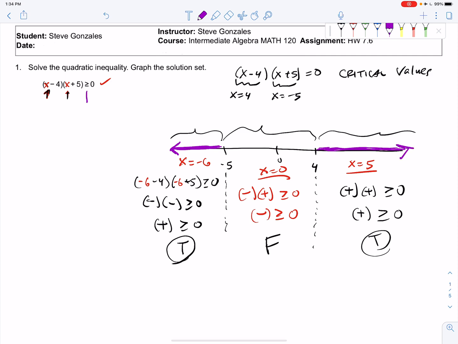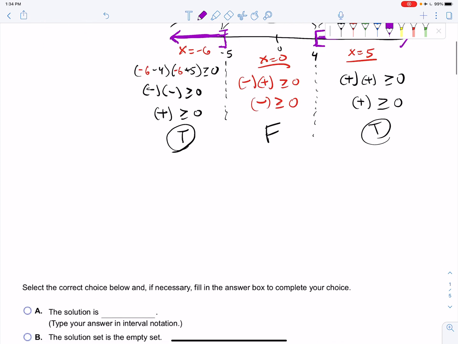Now we look at the inequality, and it has an equal sign with it, so that means that we have to include our endpoints of negative 5 and 4. So how do we actually write this in interval notation? This goes from negative infinity up to negative 5, and that's closed. Union, and then it's closed at 4 and goes up to positive infinity. Okay, and that's going to be the answer right here.